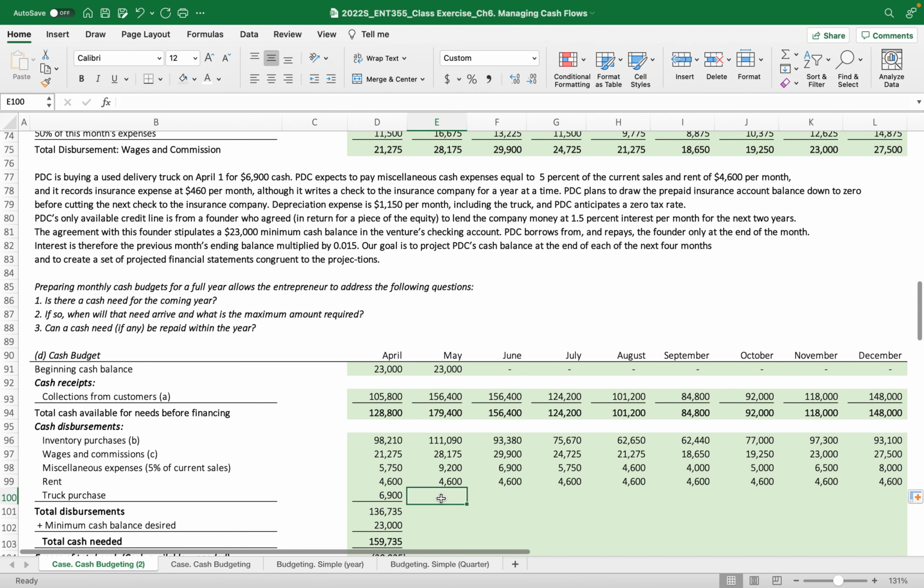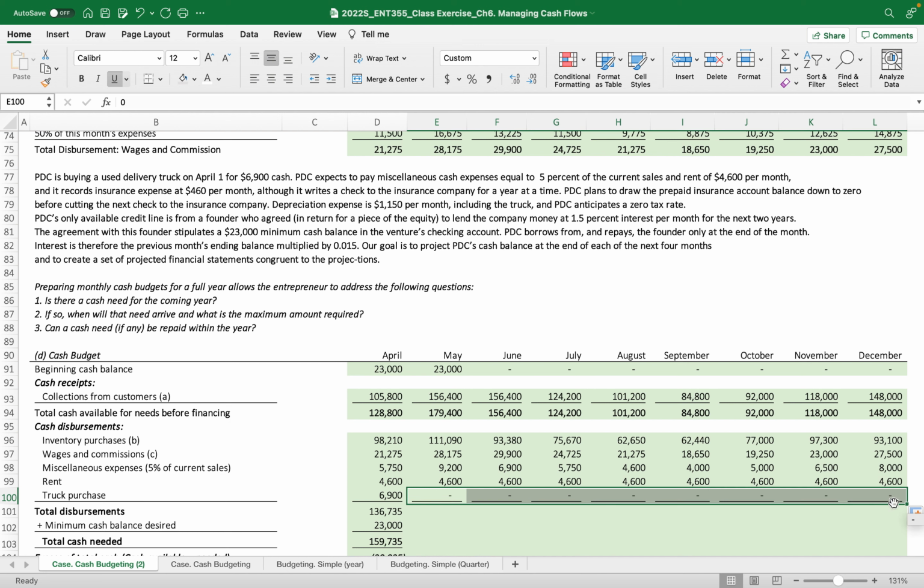And then truck purchase, do we have a truck purchase in the second month? No, in the description we don't have one. So we don't have any truck purchase. And then total disbursement, how to get it? Just sum those up.